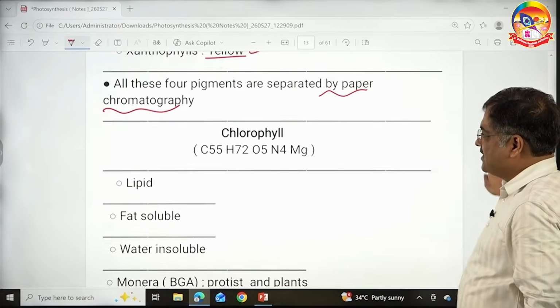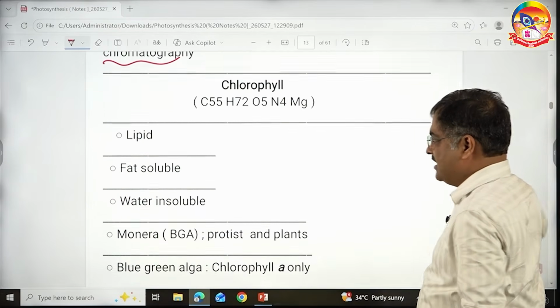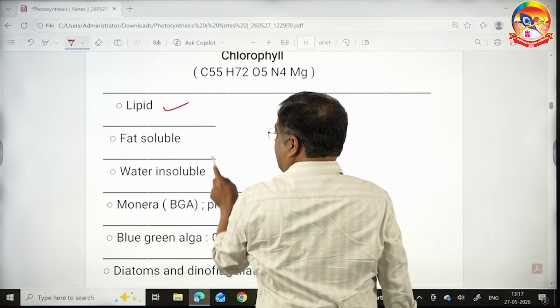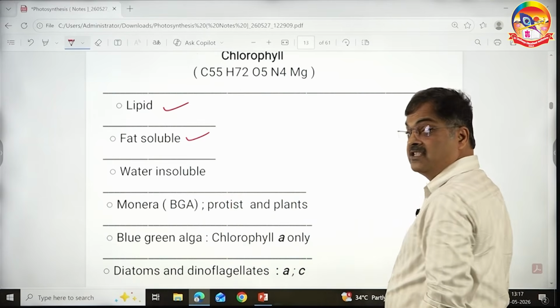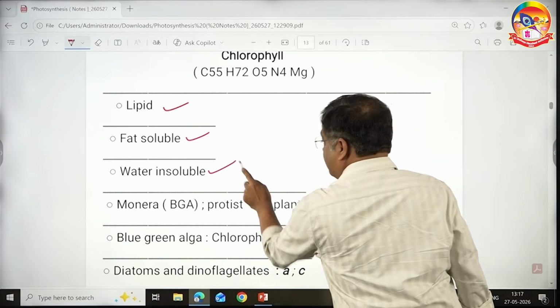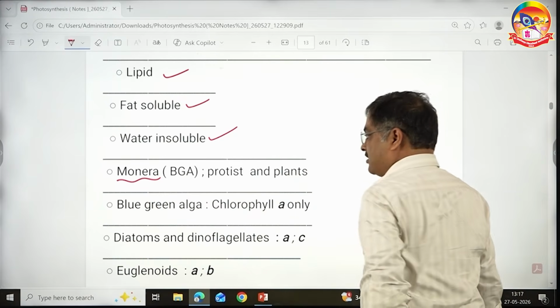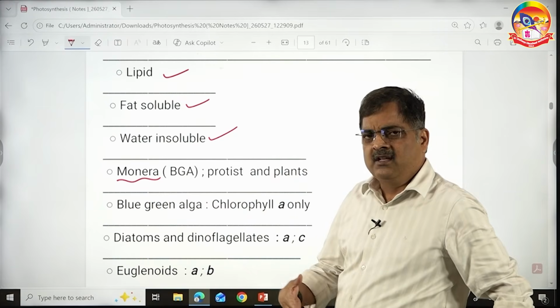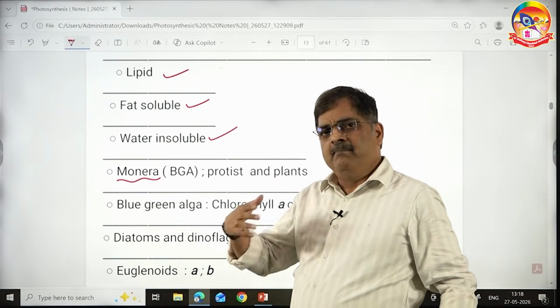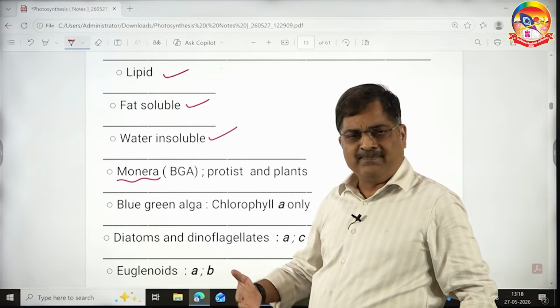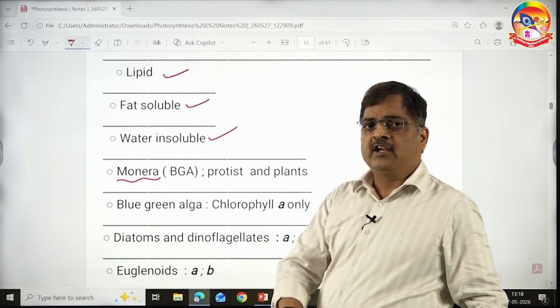Now let us talk a little bit about chlorophyll pigments. It's a lipid, remember that? It is fat soluble because it's a lipid. It is water insoluble. And it is seen in Monera. In blue-green alga, you see chlorophyll, whereas in some sulfur bacteria, you see bacteriochlorophyll. It is also a type of chlorophyll, but it is not truly chlorophyll A.